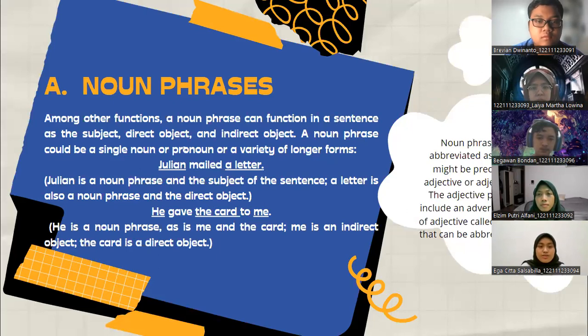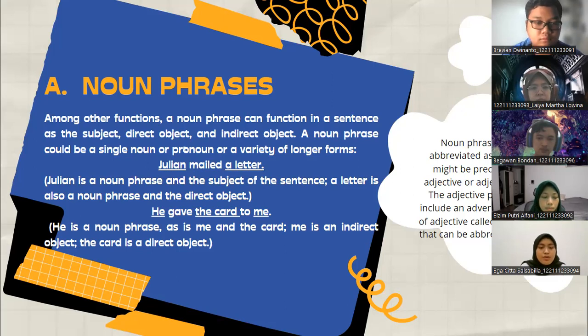Noun phrases. Among other functions, a noun phrase can function in a sentence as the subject, direct object, and indirect object. A noun phrase could be a single noun or pronoun or a variety of longer forms. For example, Julian mailed a letter. Julian is a noun phrase and the subject of the sentence. A letter is also a noun phrase and the direct object.